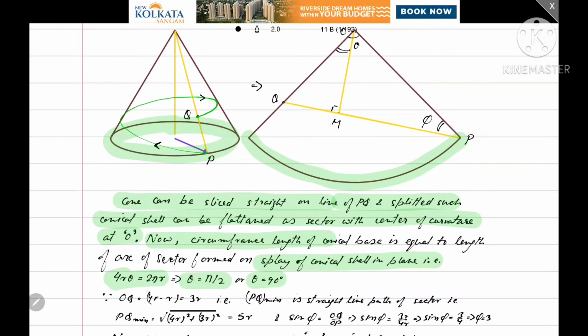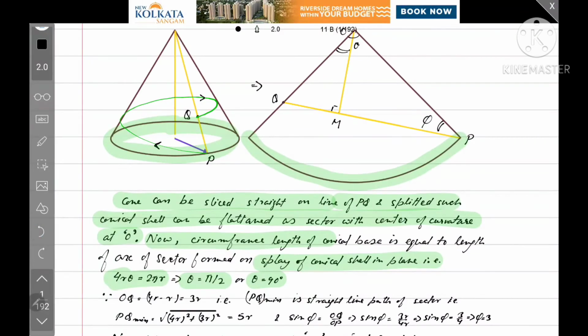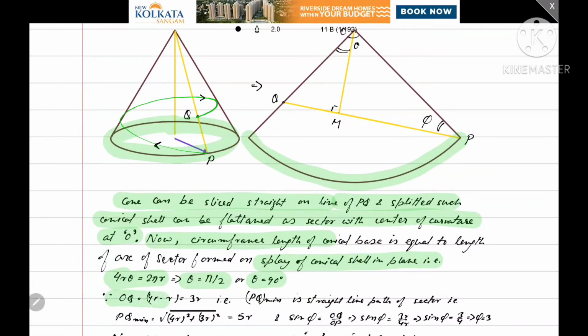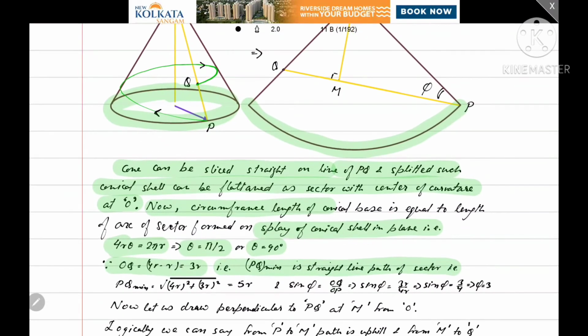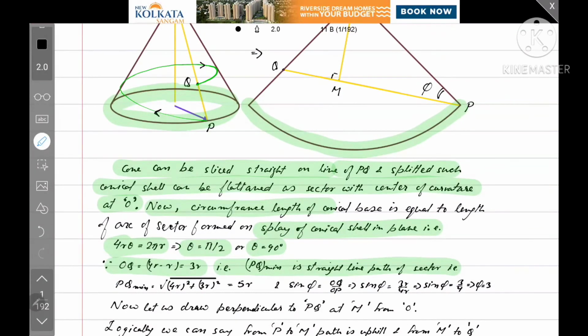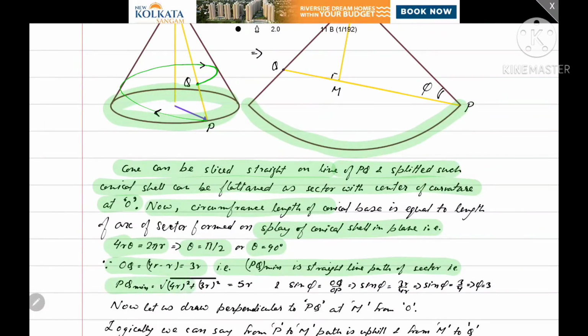Now what is the OQ length? OQ length is 4r minus r, that is 3r. Now what is the PQ minimum distance? It is a straight line path on the sector plane, so PQ minimum, by the Pythagoras theorem, we can write, is equal to root over 4r square plus 3r square, that is equal to 5r.